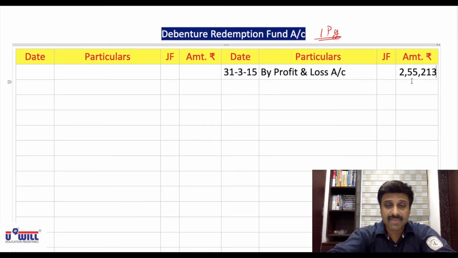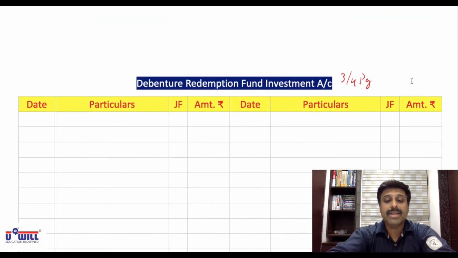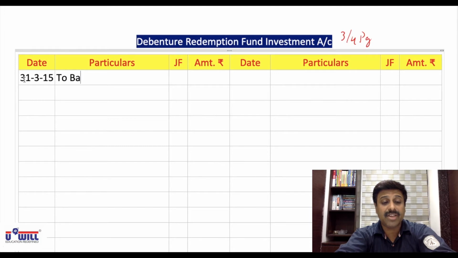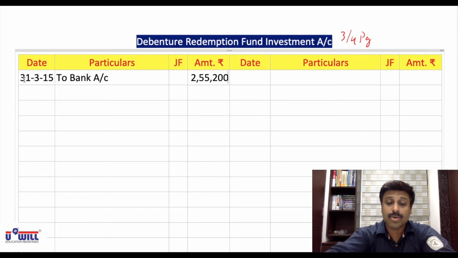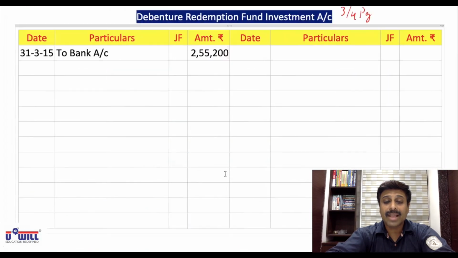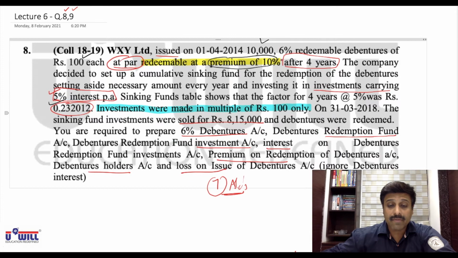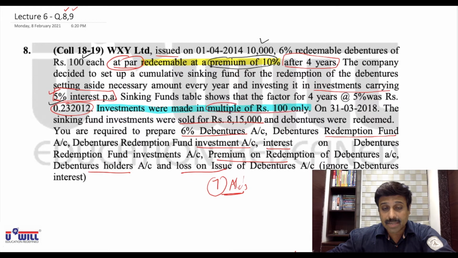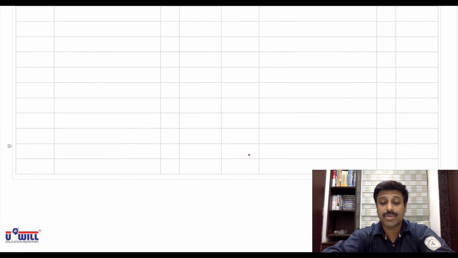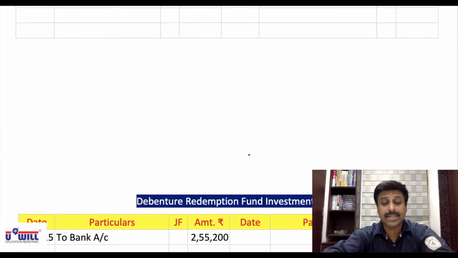Second step, we will invest the money. So debenture redemption fund investment account debit to bank account. So in investment account on debit side 31/3/15 to bank account. Now when we invest, we will invest what amount? 255,200 in the nearest multiple of 100. As it is given in the question, we have to invest in the nearest multiples of 100 only. So what we will invest is 255,200. I hope everyone is clear with this.